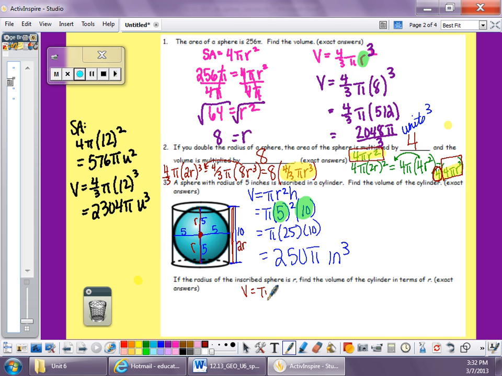So volume equals pi r squared h. Volume equals pi r squared. And I want it in terms of r. So my height is actually 2r. So when I simplify this into its terms, it should be pi times r times r times 2 times r. And you can redo the order as 2 times pi times r times r times r, which realistically is 2 pi r cubed, unit cubed. All right. Hope that helps.